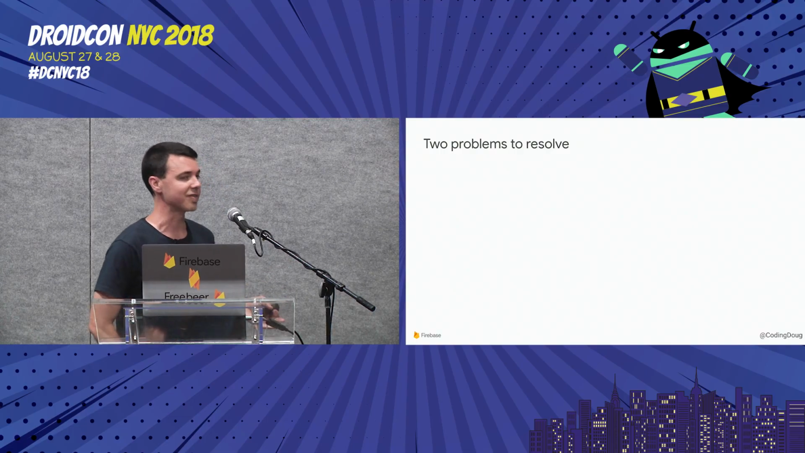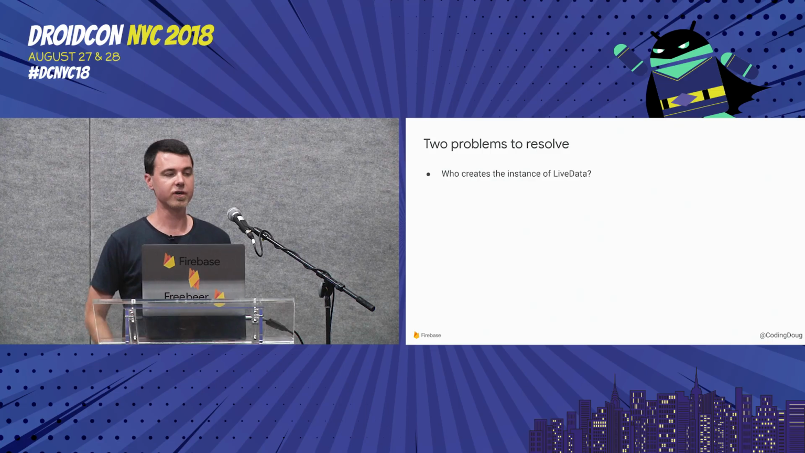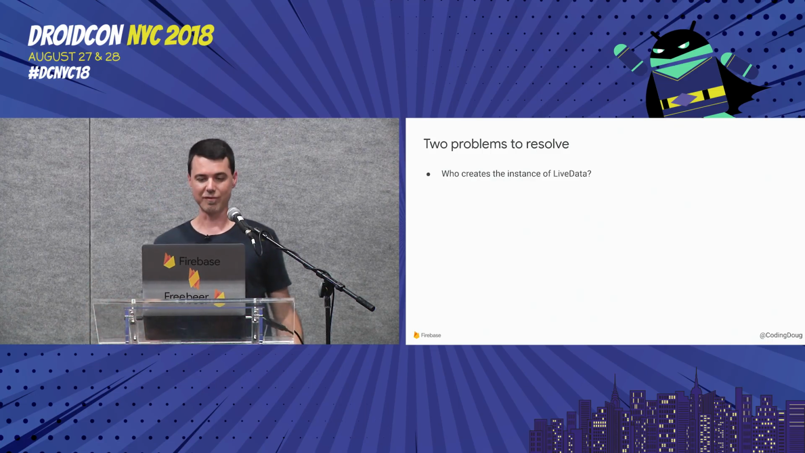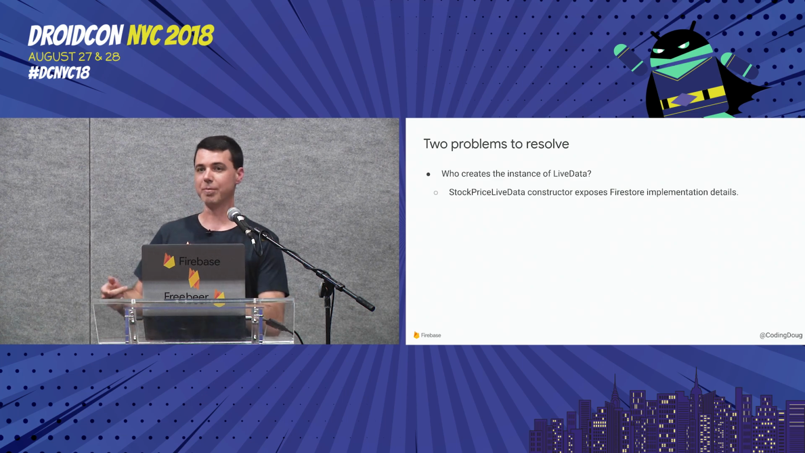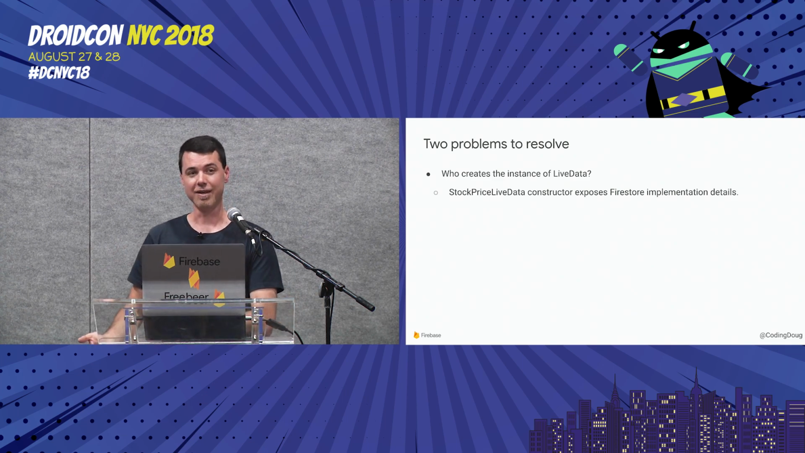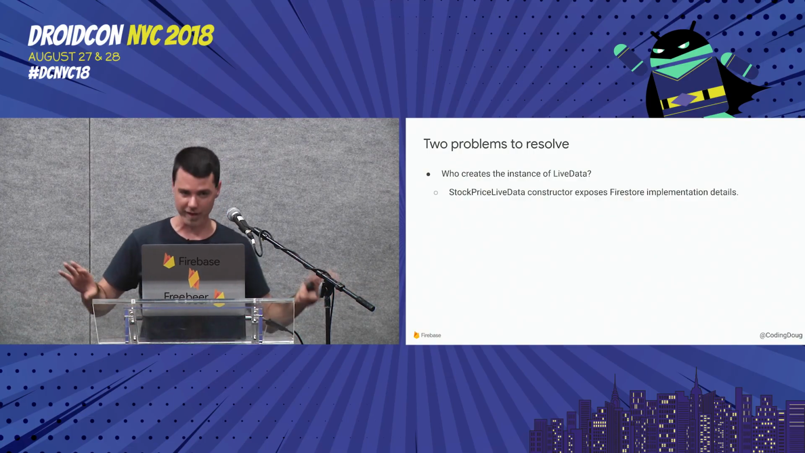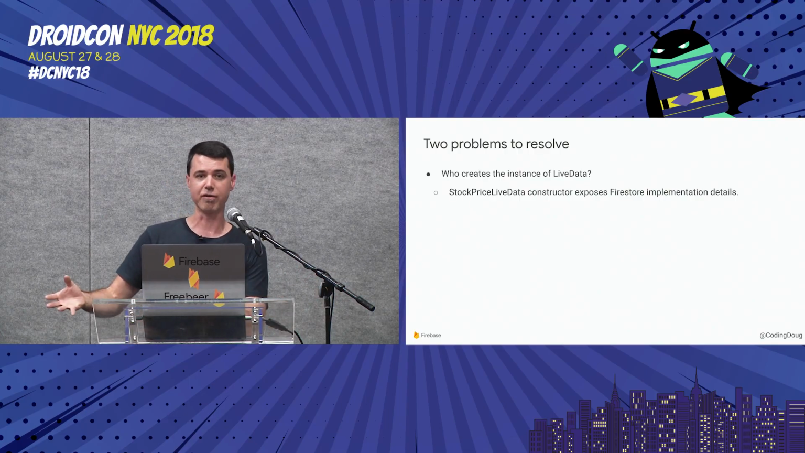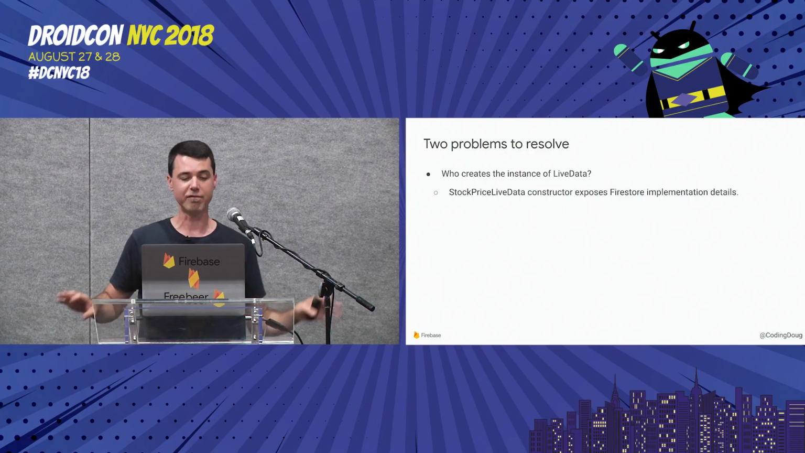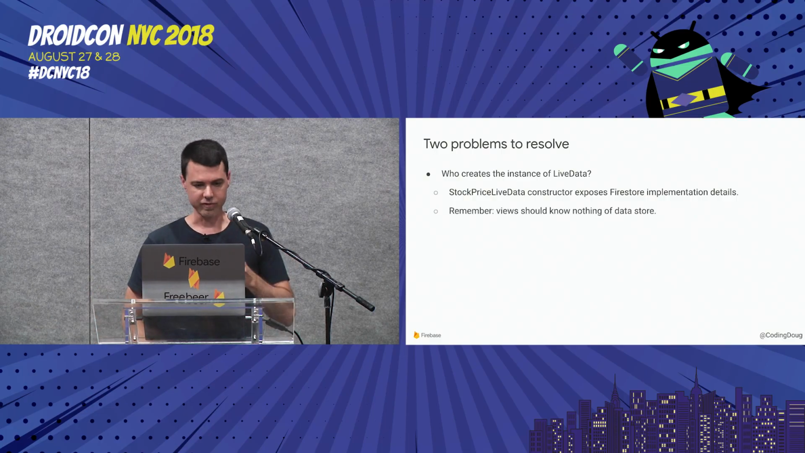There's two problems with this live data implementation. It's okay, but there's a couple things I'd like to resolve. First, we never really said who creates this instance of live data. The problem is that, as you saw, the stock price live data implementation requires a document reference object. That's an implementation detail. We don't want to put that implementation detail in the activity. We want to keep that completely abstracted away from the activity. Again, you can think of an activity as a view. It's a container for views. That activity should know nothing about Firestore, so the activity can't make it directly.